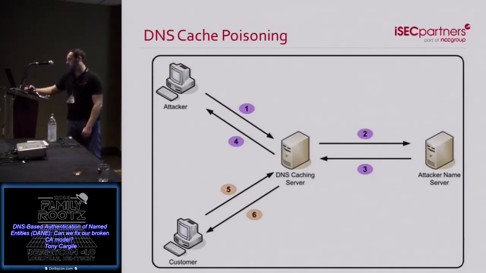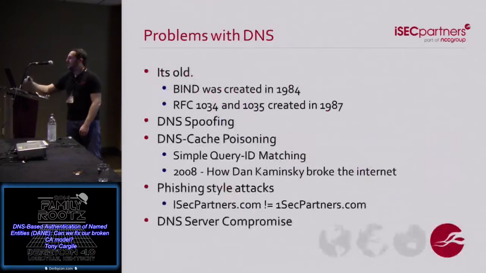Yeah, so that's basically DNS cache poisoning. And then there are some other issues with DNS, namely phishing style attacks. You can register 1sec partners instead of isec partners, and they don't really ever check for that. You can be Microsoft with a 1 in there instead of an I. No one's really ever checking for that.